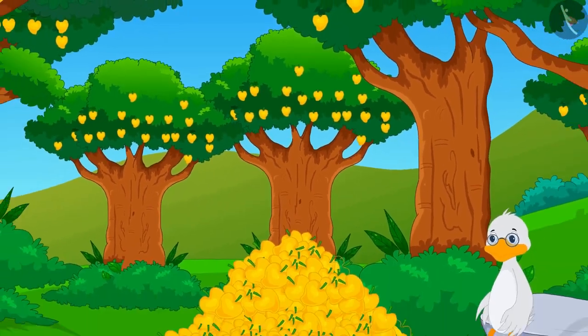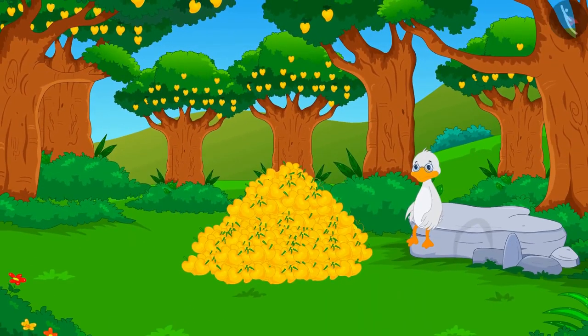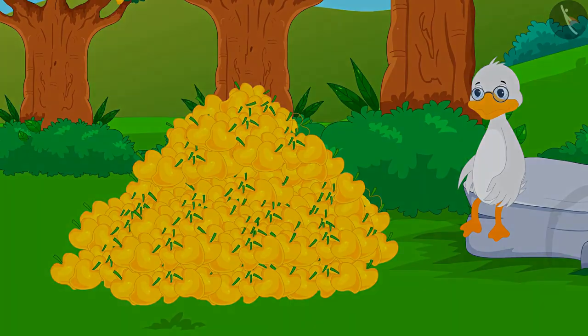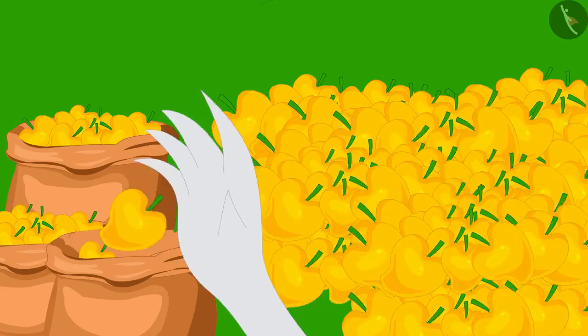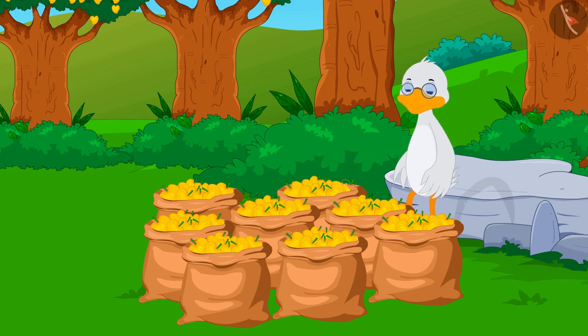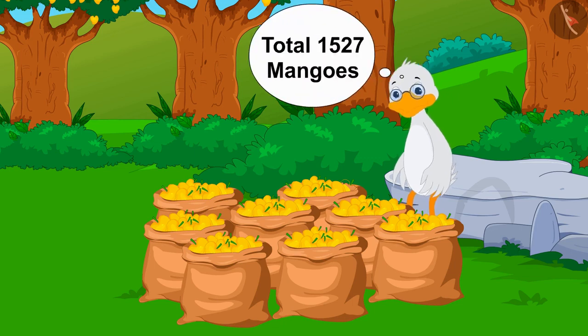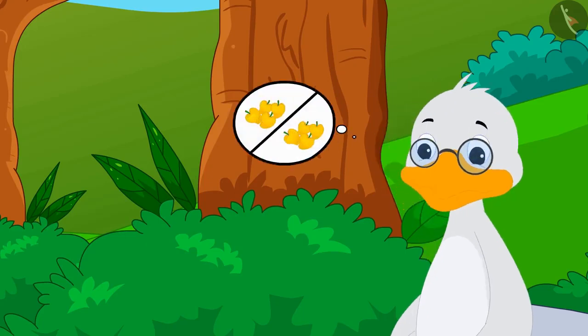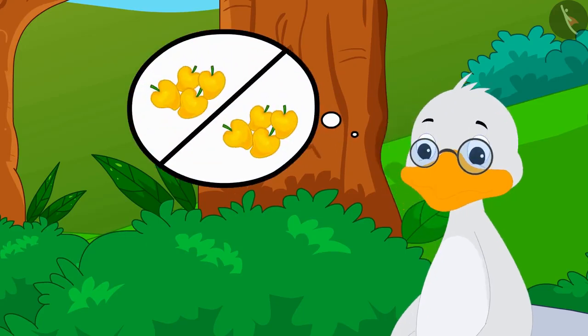This time, a lot of mangoes have grown in the garden of Barbole uncle. When uncle counted those mangoes, he came to know that he had a total of 1,527 mangoes. Uncle decided that he would form groups of 4 mangoes and distribute them among the villagers.